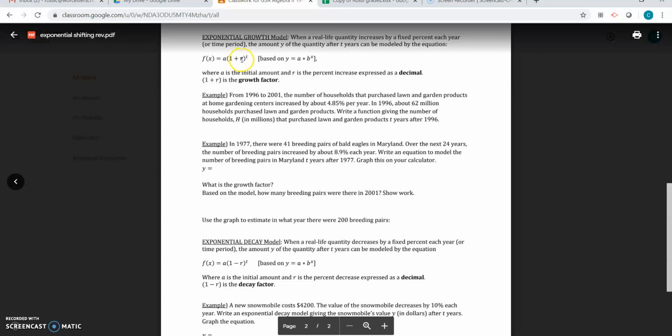Now notice this equation is based on the general form A times B to the X. B is just replaced with either 1 plus R or 1 minus R.